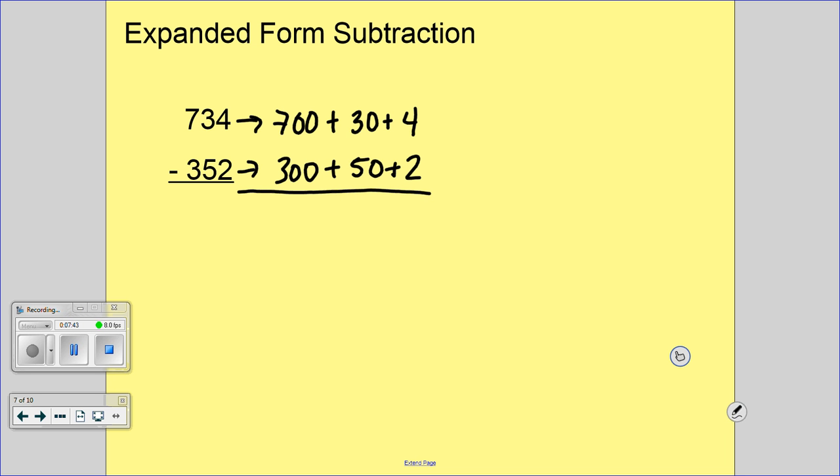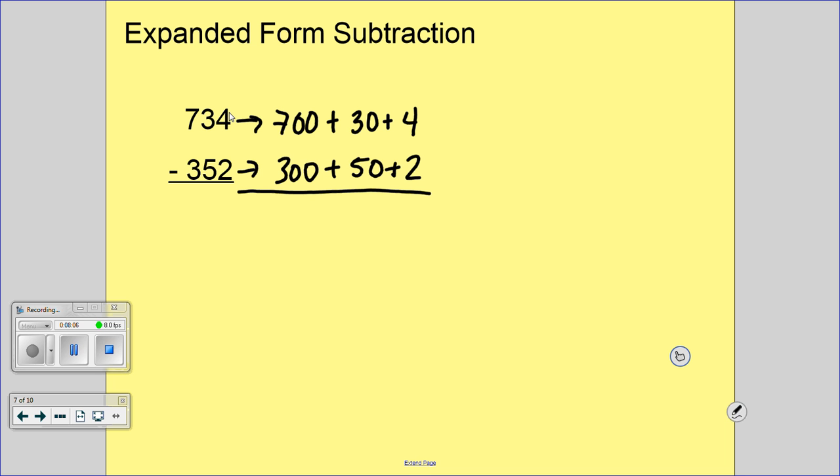Alright, so I have my equation set up. Got both my numbers expanded out. I paid attention to make sure that my hundreds were aligned with my hundreds, tens were aligned with my tens, my ones lined up with my ones. Which category am I going to start with, or which column am I going to start with?